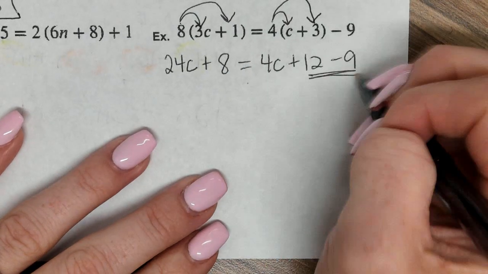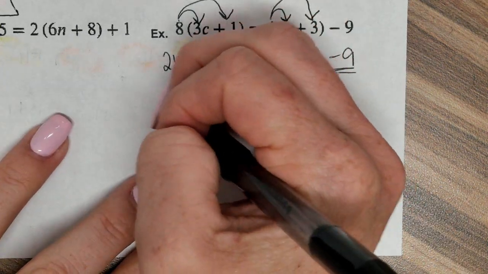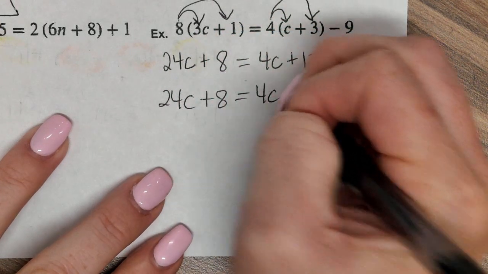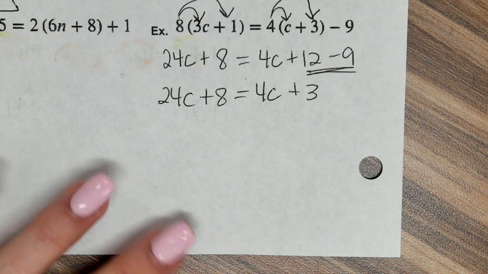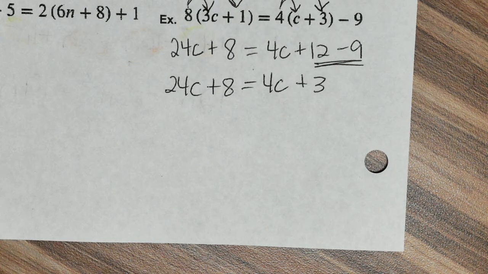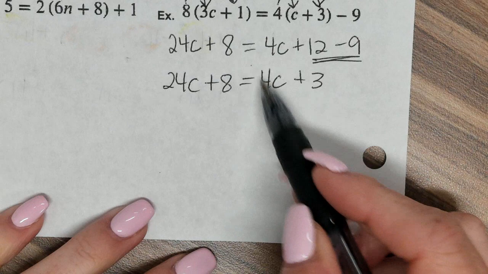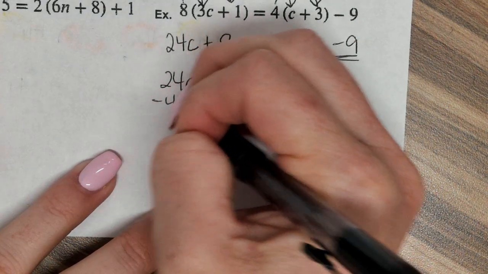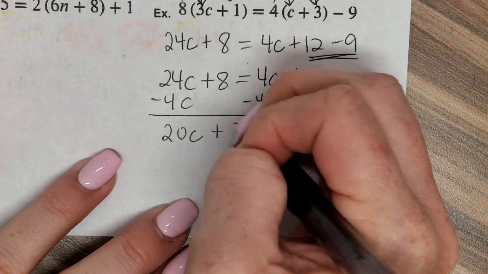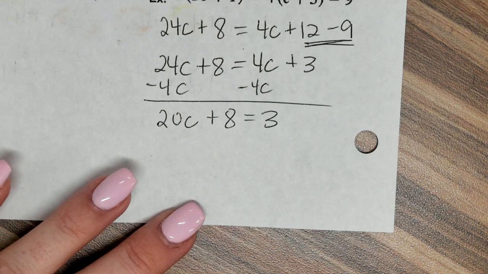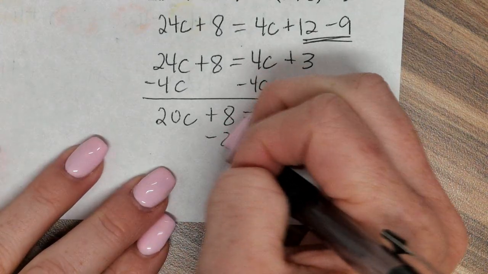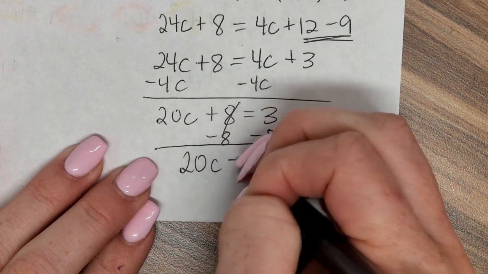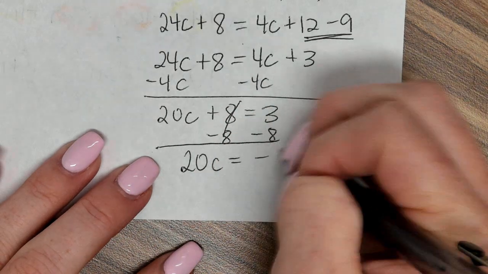Now I'm going to combine these like terms. So I have 24c plus 8 equals 4c, and what's 12 minus 9? So plus 3. Now I need to get all the c's to the left. So how do I get rid of this 4c? All right, so I have 20c plus 8 equals 3. Now I need to get all the numbers to the right. How do I get rid of plus 8? So I have 20c equals, and 3 minus 8 is negative 5.